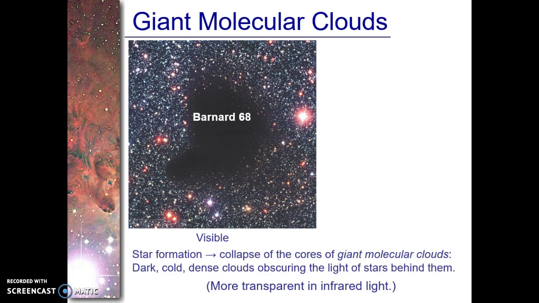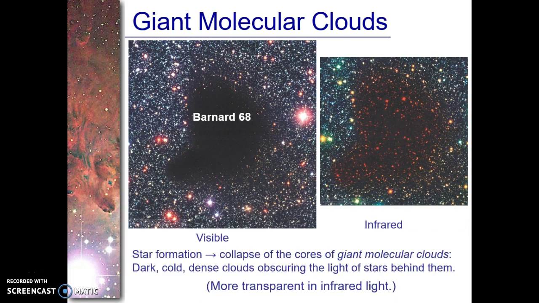Well, what if we were to look at it through infrared light? Looking at it through infrared light here, we see the lights that are coming through from behind it. So it's not visible through visible light, and I'm using visible a lot, sorry, but you can see through it with infrared light. So these giant molecular clouds, this is where you can have some star formation. What's going to happen is these clouds are going to collapse. They're going to condense.